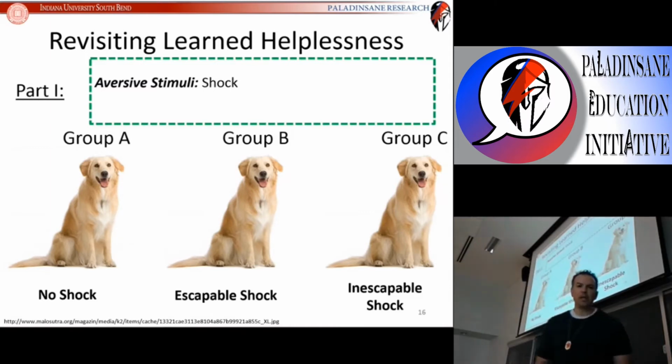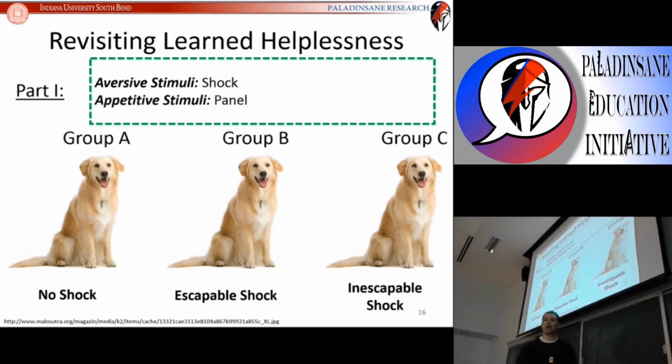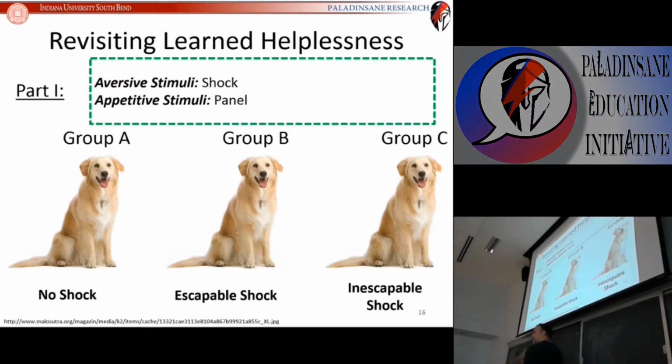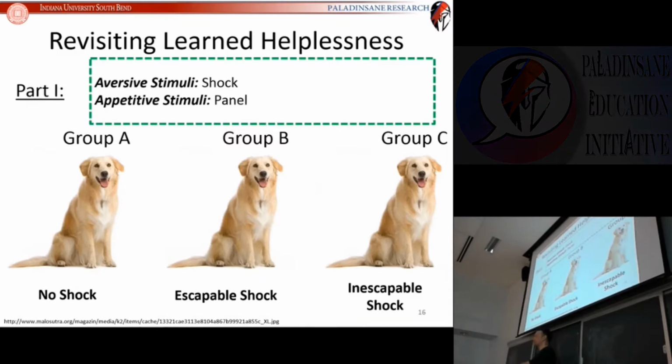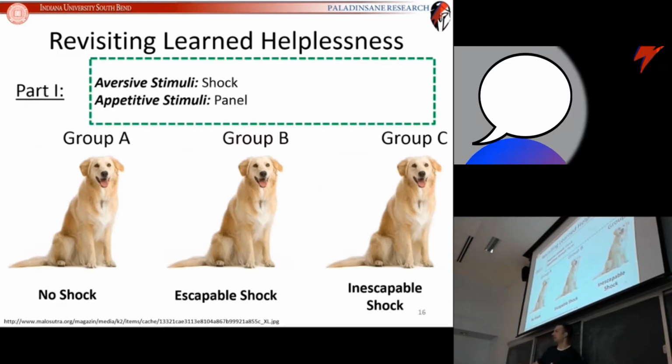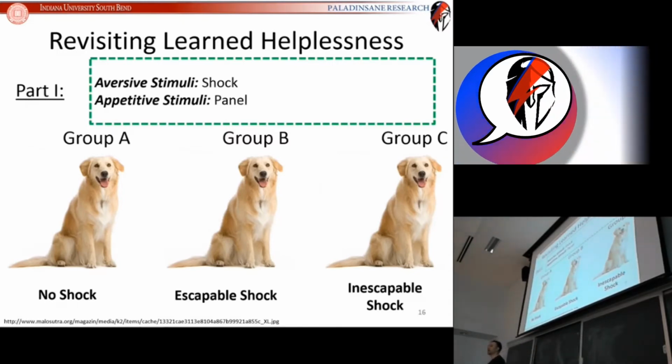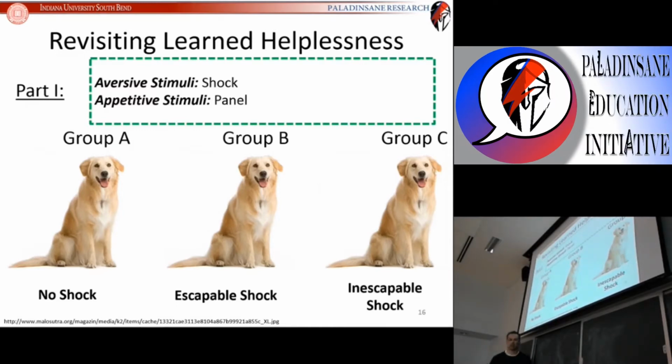So what would be an appetitive stimulus in this case? What was that? The panel. So in this case, the panel would be an appetitive stimulus. And what you'll find in experiments like this is that the group B dogs, over the course of the experiment, in the beginning, will probably roam around the entire room. But near the end of the experiment, after a few trials, you better believe they're going to be camped out at that panel. And they'll just kind of be sitting there waiting for the shock. And as soon as the shock comes, they'll just press the panel and they'll be done with it.